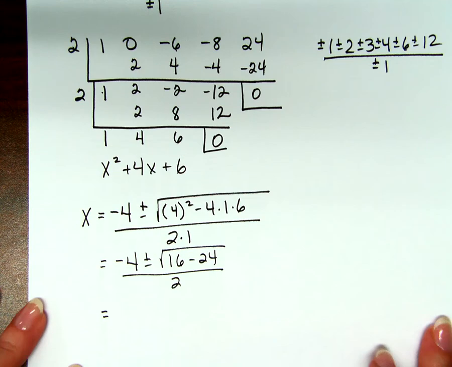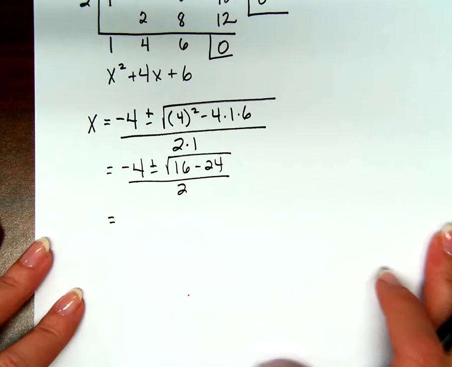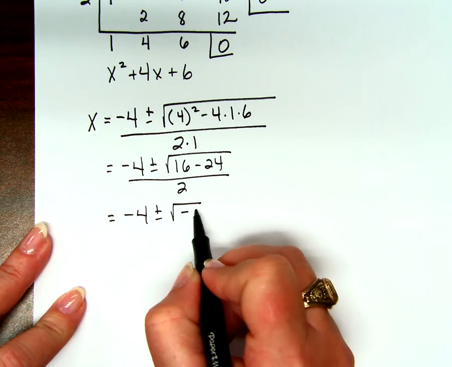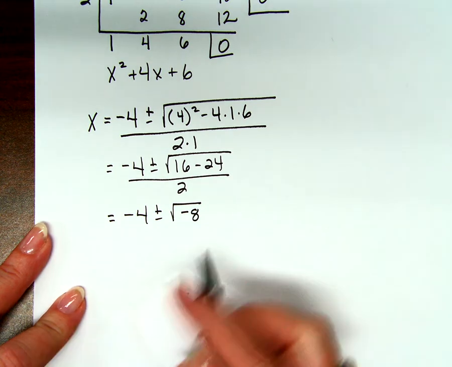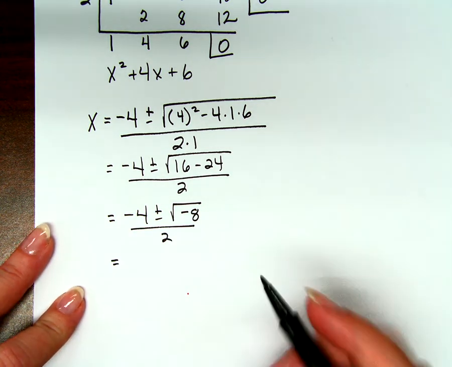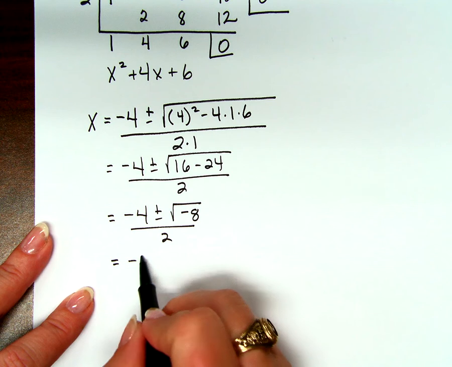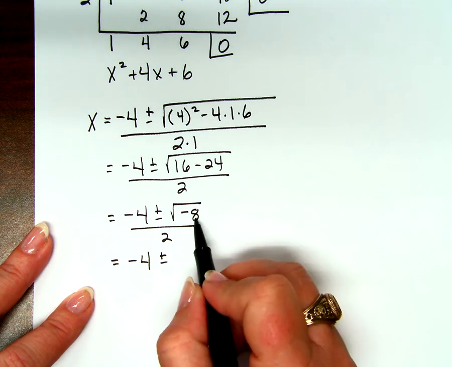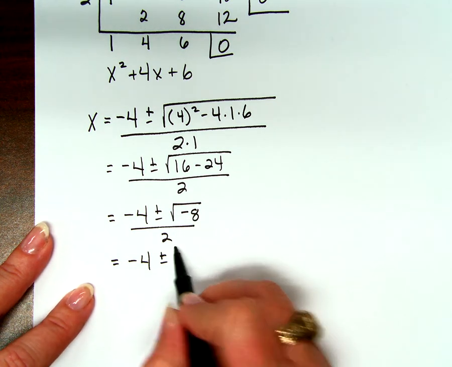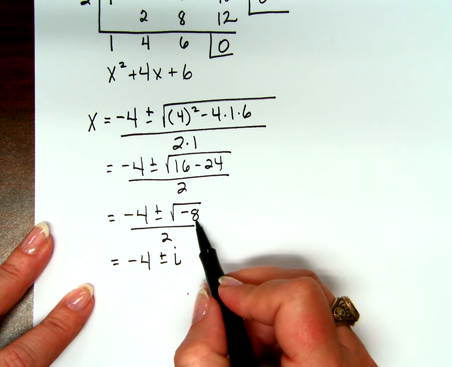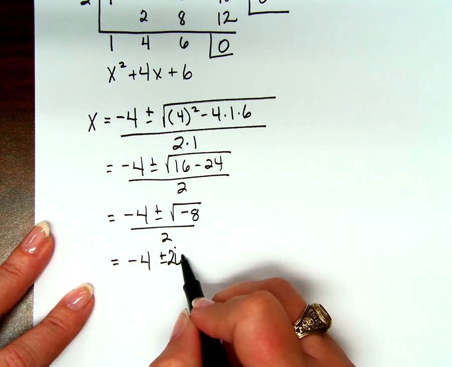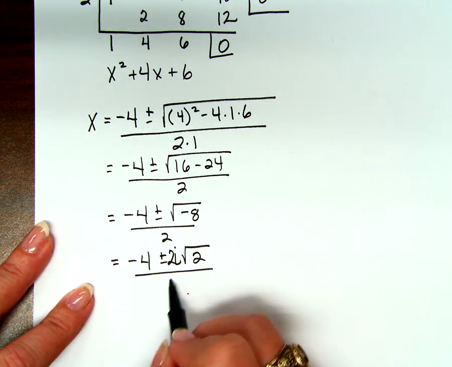Oh, now I see why I couldn't find it. Do you? Negative 4 plus or minus the square root of negative 8 over 2. What happens when we have a negative inside the square root sign? Negative 4 plus or minus. So I bring out the negative 1, take the square root of negative 1 and get my i. 8 is 4 times 2, so the square root of 4 is 2, which leaves the square root of 2 inside, over 2.